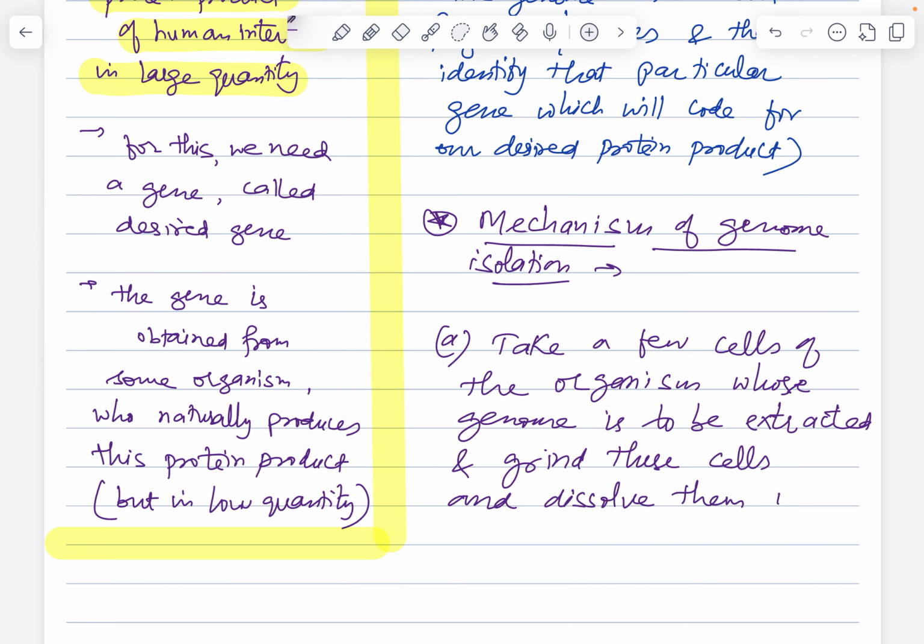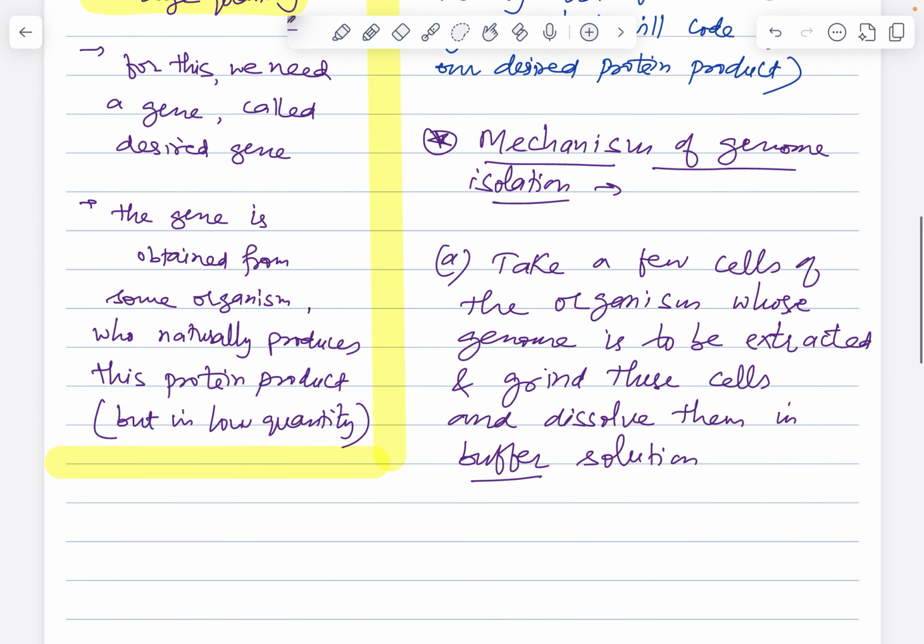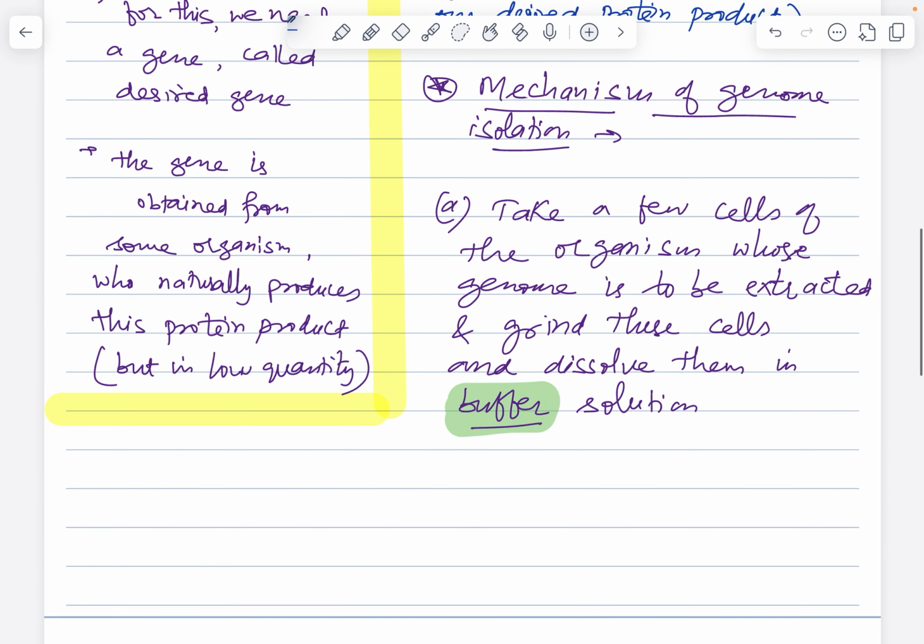in buffer solution. We are not going to use simple plain water over here. All the solutions which will be used to dissolve whatever material we are using in the genome isolation will always be buffers, because we want the pH to remain constant during the entire genome isolation process. The reason for that is there will be a lot of steps in this mechanism of genome isolation which are enzyme dependent, and since enzymes act only at a fixed pH, we'll be using buffer solutions instead of pure water.